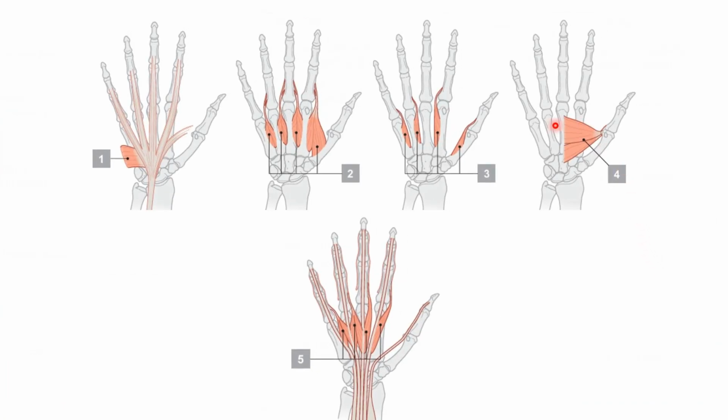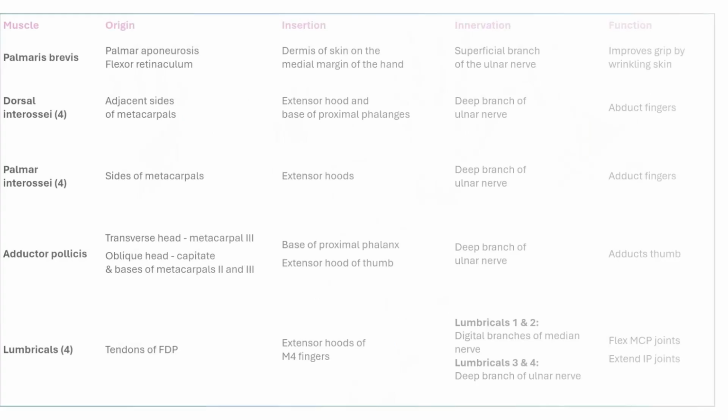You can see this is the adductor pollicis muscle. It has two heads, transverse head and oblique head. Transverse head originates from the third metacarpal and oblique head originates from the base of the third metacarpal, capitate and base of the second metacarpal, and inserts to extensor expansion and base of proximal phalanx of thumb. So action is to adduct the thumb.